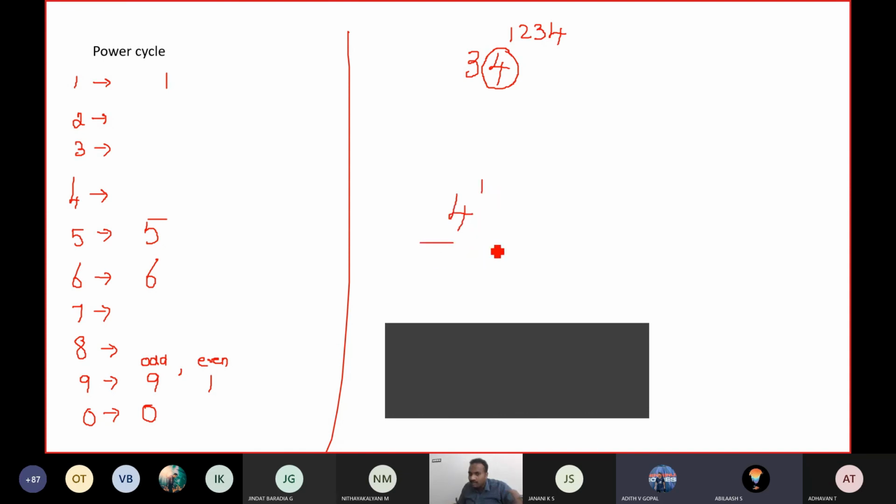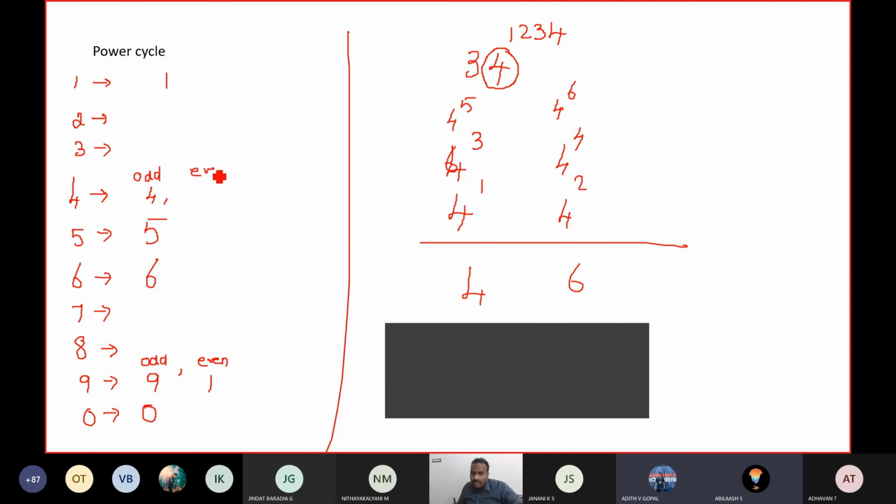4 power 1, 4. 4 square, 16. So last digit is 6. 4 cube, 64. See, again you got it. 4 power 4, 4 power 5, 4 power 6. Which means, if it is odd, it is 4. If it is even, it is 6.